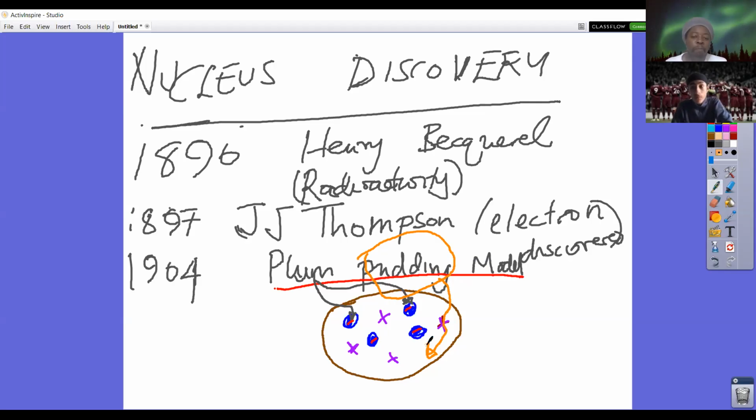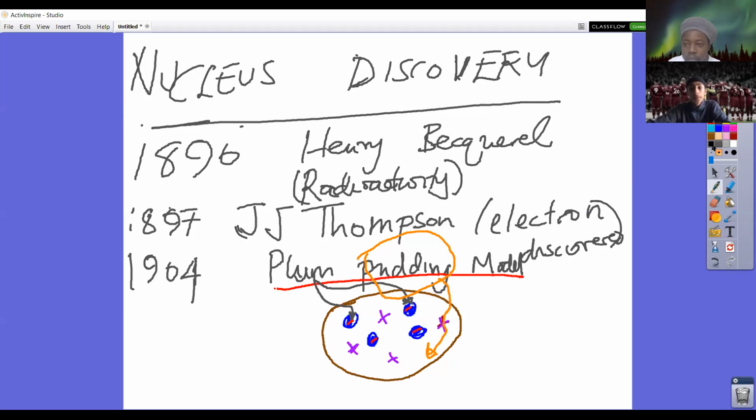And it helped to explain a few things. It helped to explain the observation of the electrons. But it didn't go into explaining everything that we saw. And so there was a lot of work that was still being done.